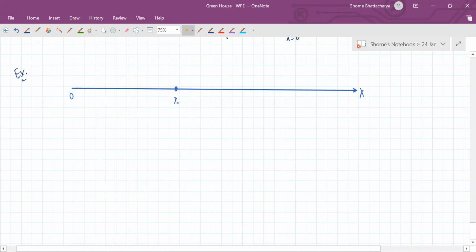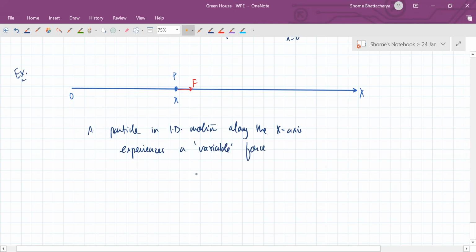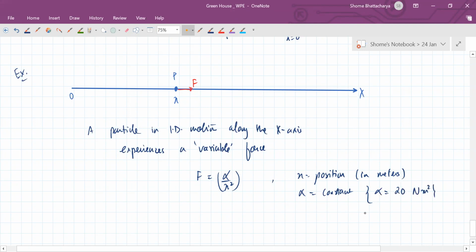So it's a 1D motion along the x-axis, such that when the particle is at some x coordinate, it experiences a variable force. A particle in 1D motion along the x-axis experiences a variable force. The magnitude of the force is, let's say, alpha upon x square, where x is the position of the particle in meters and alpha is a constant. Suppose alpha is 20 newton meter square, because the force will be in newtons.